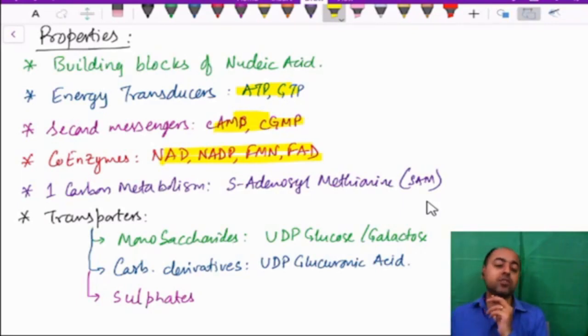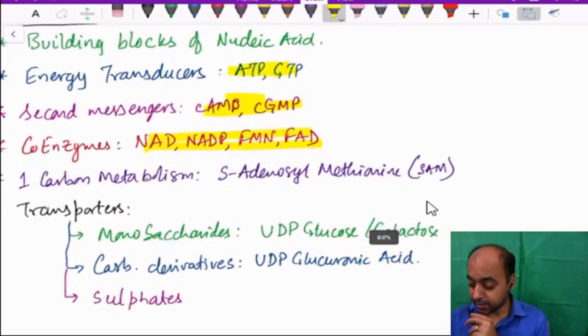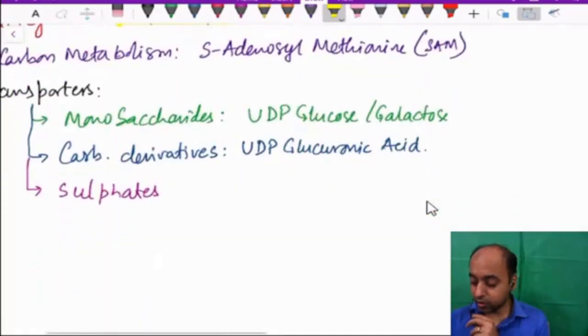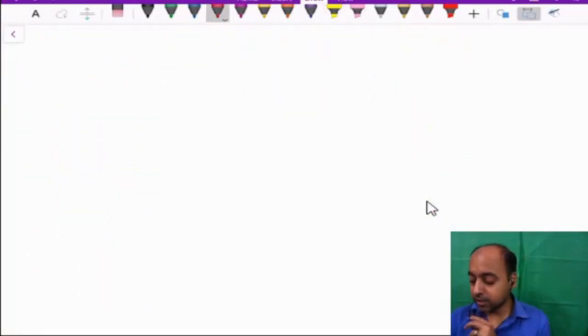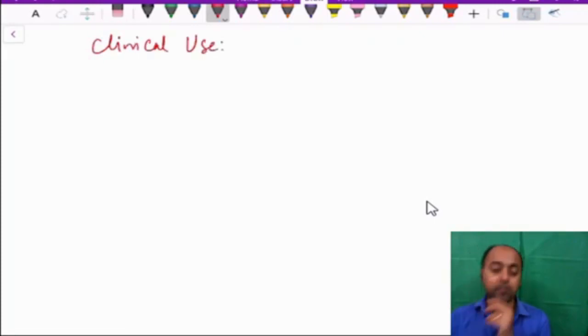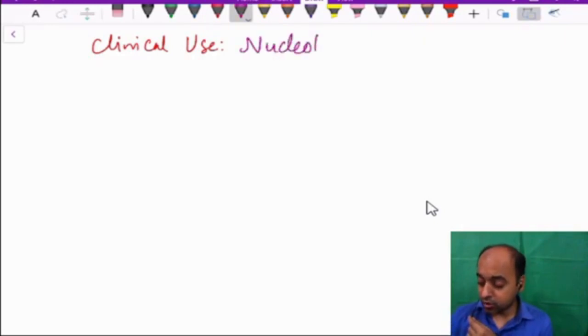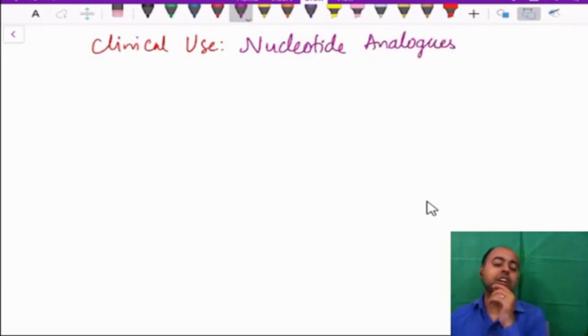Okay, this is the physiological role of the nucleotides, but at the same time the nucleotides can have very critical clinical applications. And for clinical applications we cannot use the nucleotides directly, because most of the nucleotides when ingested will be quickly degraded in the intestine. So what we use are the nucleotide analogs. The nucleotide analogs are slightly modified nucleotides which can then bypass the digestion.